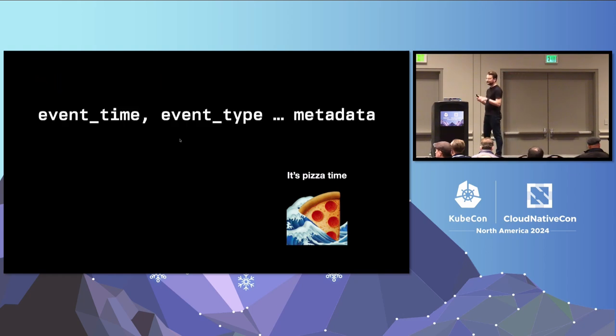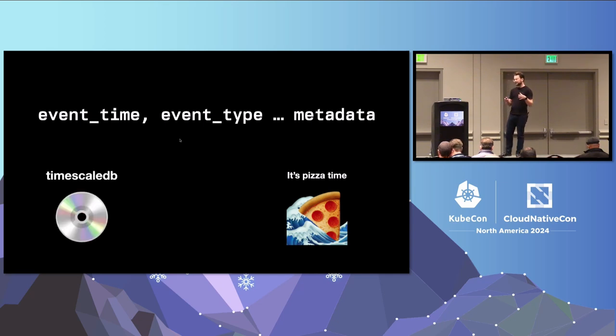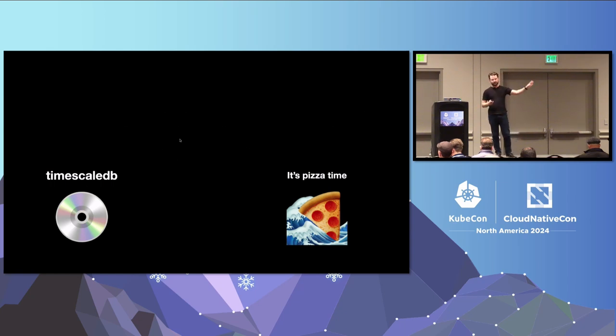But what this data ends up looking like when it actually lands in It's Pizza Time is it has a timestamp, it has a specific type like pull request opened or issue opened or issue closed, pushes, all different kinds of stuff, and then a bunch of metadata and a bunch of content inside of that metadata. It's Pizza Time will process it just a little bit and then send it into Timescale, which is a Postgres extension for time series database stuff.